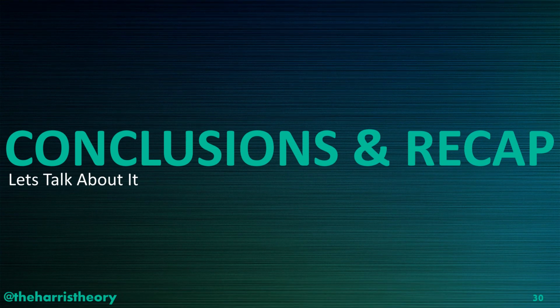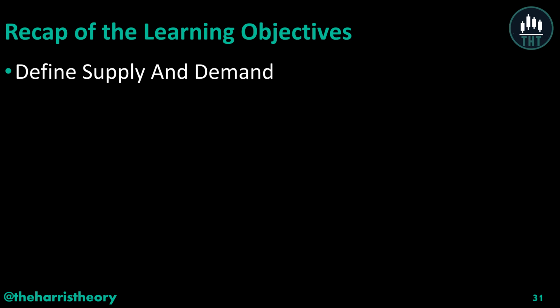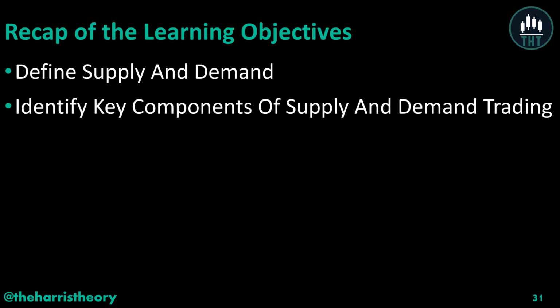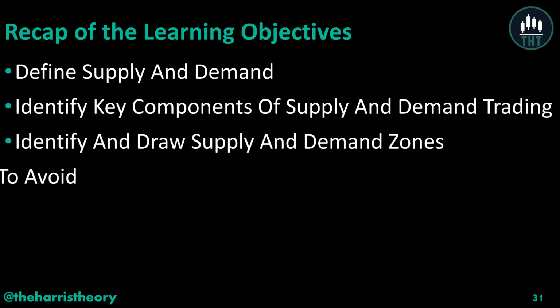Conclusions and recap. Let's talk about it. Recap of the learning objectives. We are now able to define supply and demand. We can identify key components of the supply and demand trading strategy. We can identify supply and demand zones, and we now know what mistakes to avoid.